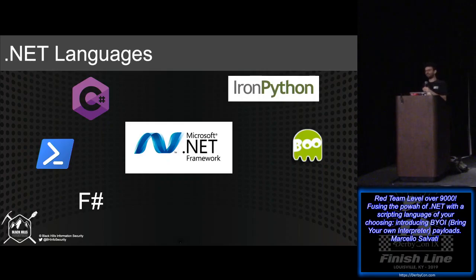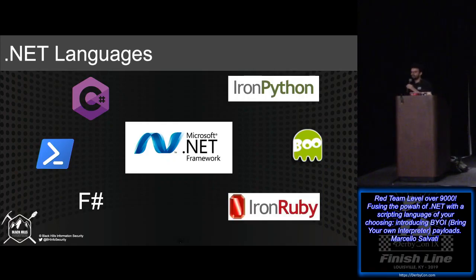BooLang is also another .NET language, and I'm going to be ranting and raving a lot about BooLang because it's amazing. And then IronRuby. If you want to build your post-exploitation scripts in Ruby for some reason to interact with .NET, you can totally do it with IronRuby. There's a bunch of others. I actually have a list at the end of the slide deck of all of the third-party .NET languages that I've found so far, and I keep finding one every other day now. It's kind of ridiculous.